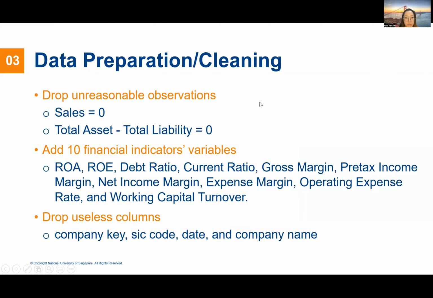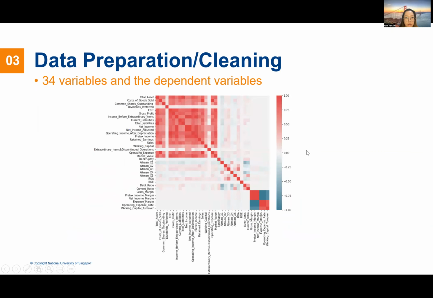Next page, please. Secondly, we drop some unreasonable observations, where cells are 0, or the difference between the total assets and total liability is 0. Then we add 10 financial indicator variables, which are useful to predict whether the company is bankrupt, including return on asset, debt ratio, and so on. Besides, we drop the columns of company key, SIC, date, and company name, which are unique to our prediction. Next page, please. After that, there are a total of 44 variables.